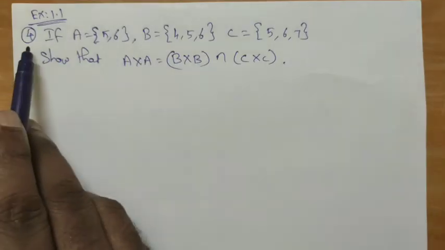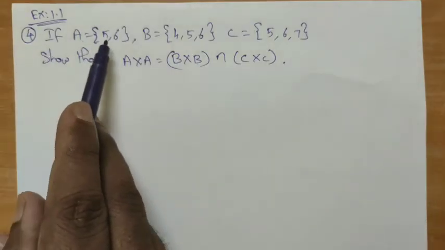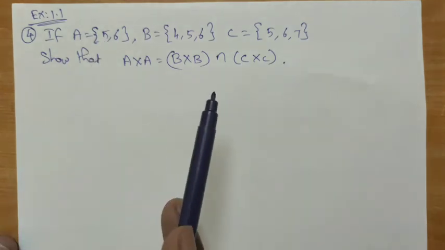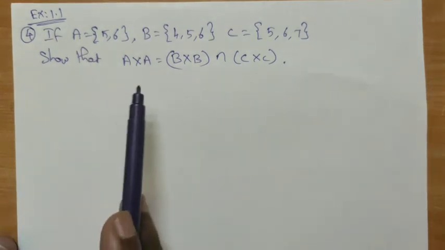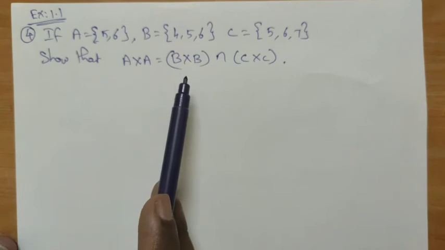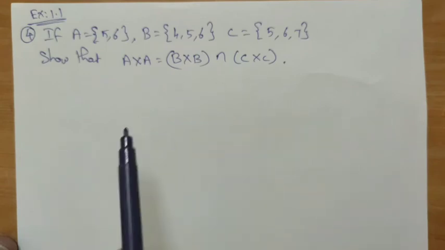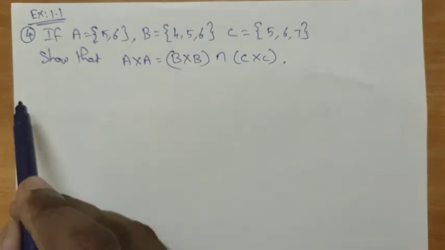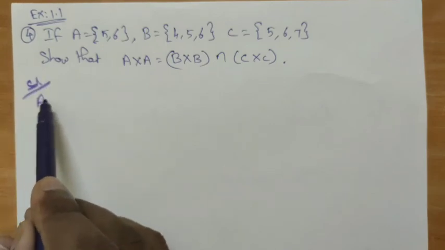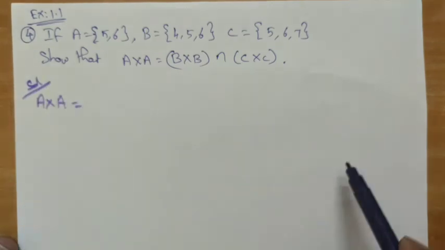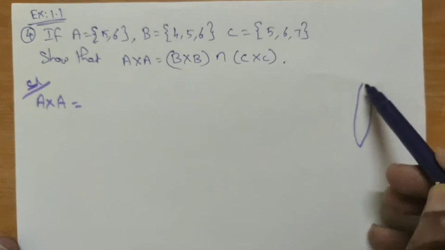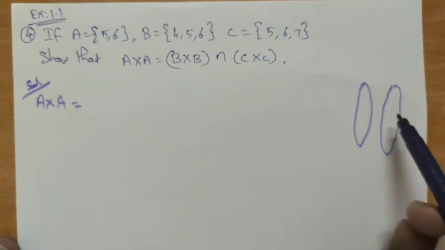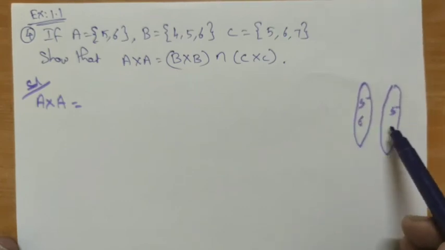Now question number 4. If A is equal to {5, 6}, B is given as {4, 5, 6} and C is given as {5, 6, 7}, show that A cross A is equal to B cross B intersection C cross C. We have to show that LHS is equal to RHS. First we select the LHS side, that is A cross A. A cross A means the Cartesian product of set A with another A set. A is given as 5, 6 and 5, 6, right?